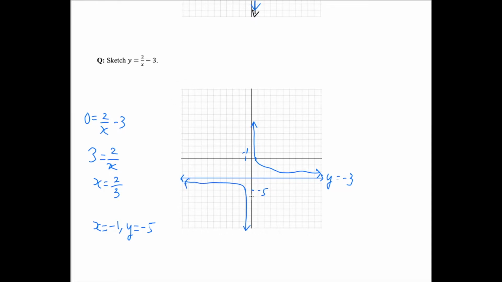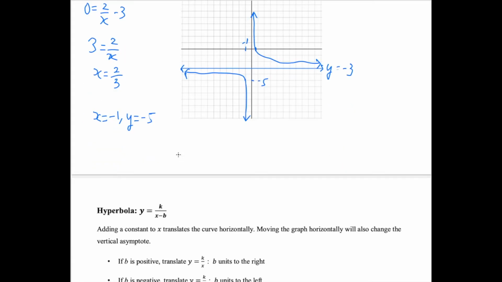You've sketched the graph. Now, when it comes to the exam, you don't really have to label the asymptotes if the asymptotes are exactly on the x-axis and the y-axis. So as you can see in this question, I only labeled the horizontal asymptote because it's not on the x-axis. Okay. All right. Let's do the next question.